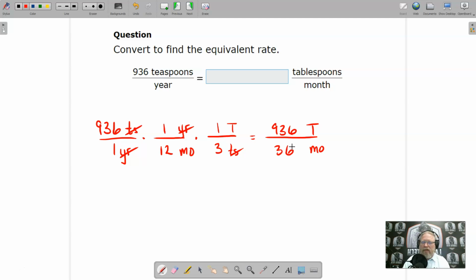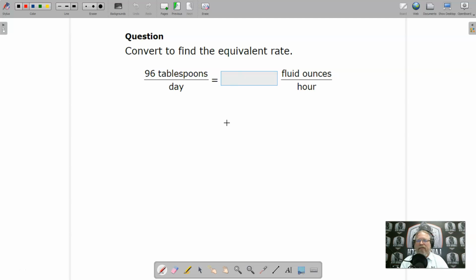So now I need to divide 936 divided by 36, which is going to give me 26. So that equals 26 over 1, 26 tablespoons in a month. The answer is 26. And final question here. Notice I did tablespoons again. So we have 96 tablespoons. I think TBS is correct there. In 1 day.